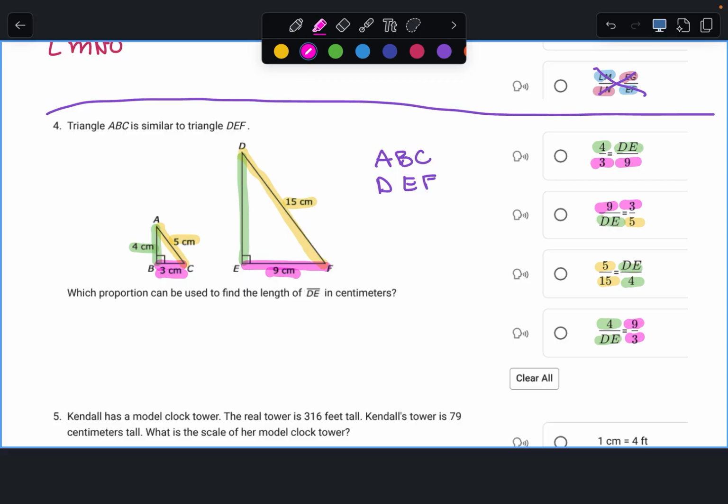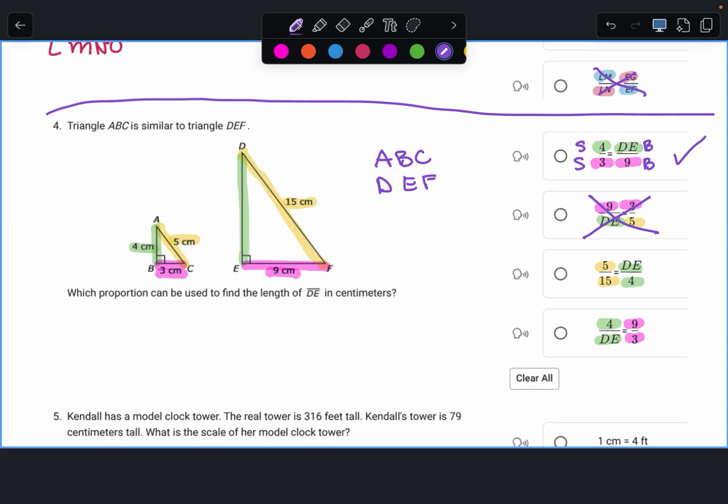Okay, so I have lots of different choices. B, the second one, is immediately out because that has more than 2 colors. But now I've got 3 answer choices who only have 2 colors. And so I'm going to do 4/3. That's in the small triangle over the small triangle. And DE and 9. That's big triangle over big triangle. Okay, that looks like that could be correct.